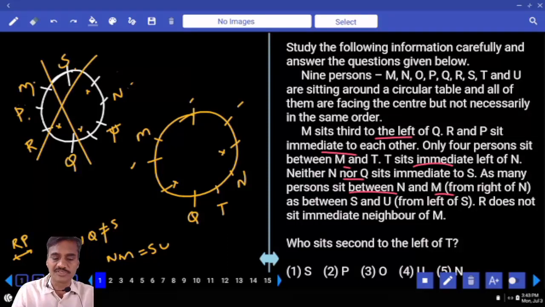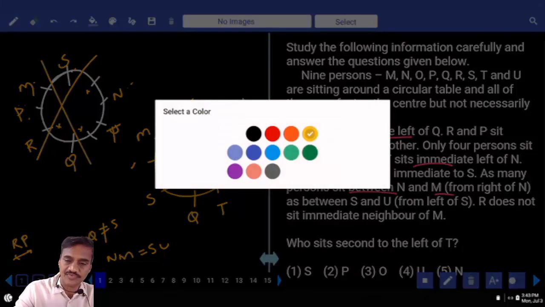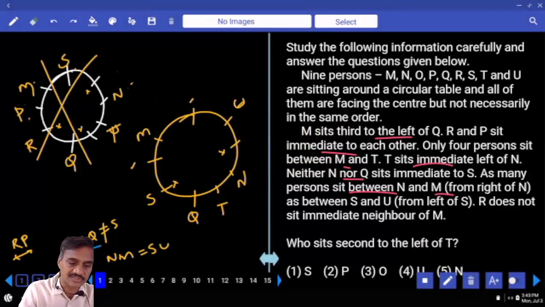Then coming back to the second case, now here we need to take S. Where can you take S? Can you take S at this place? Now between N and M there are 3 people, and between S and U there must be exactly 3 people. U is here, isn't it? Then if you take S at this place, S is not adjacent to N and Q, isn't it?